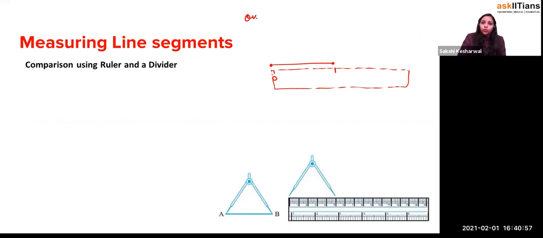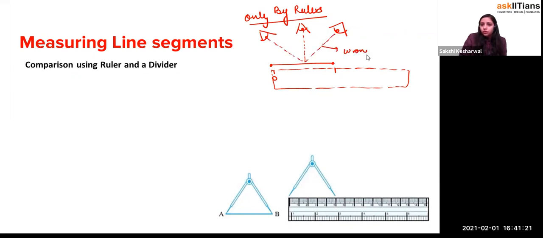If I talk about only the ruler, this is again not very effective. Why? This is your eye, and the best way is to observe it from 90 degrees. This is the correct observation. But if you observe it in this way, and in this way, then this one is the wrong way.